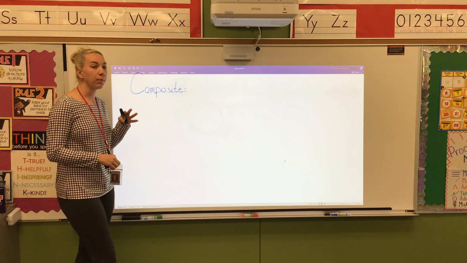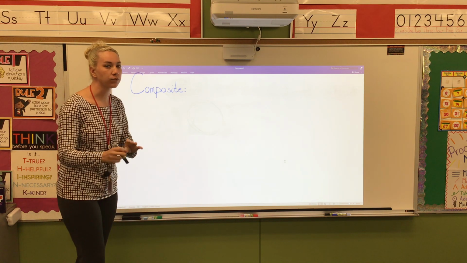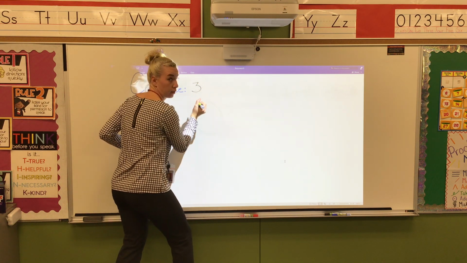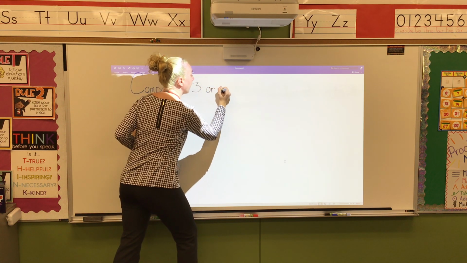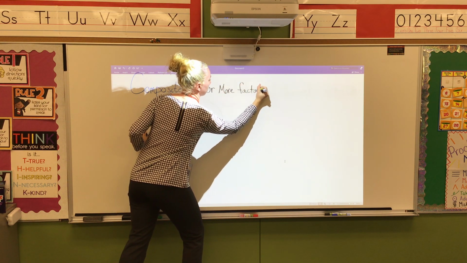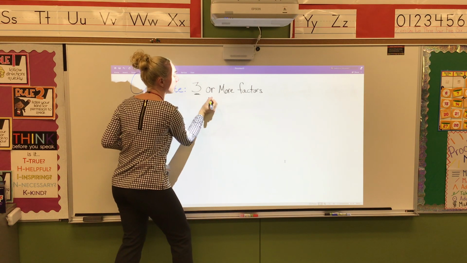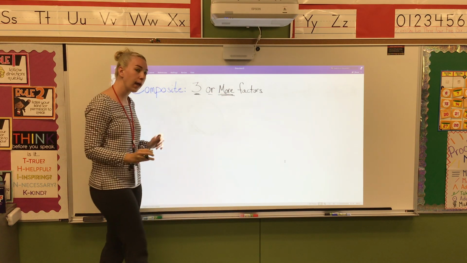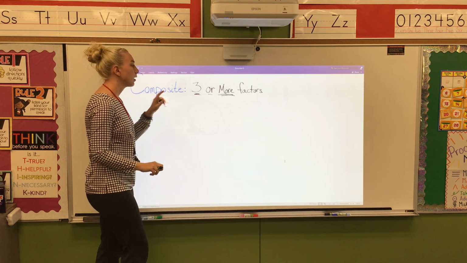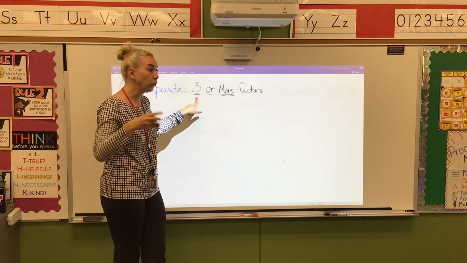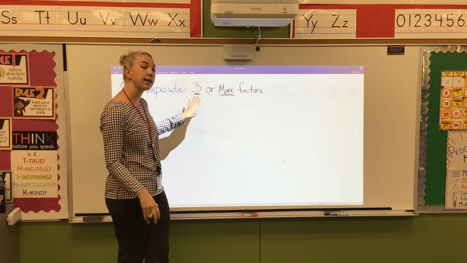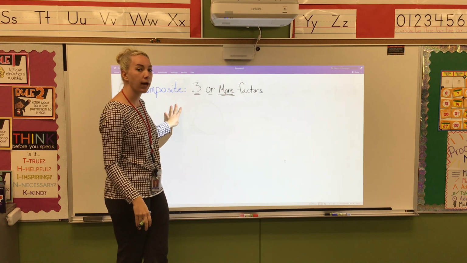Composite. When a number is a composite number, it has, ready for this? 3 or more factors. 3 or more. Can it have 2? No. 2 is a prime number. If it has 3, it's composite. If it has 4, 5, 6, 7, 8, 9, 10, 12, however many you want, it's composite. As long as it has at least 3, we now have a composite number.